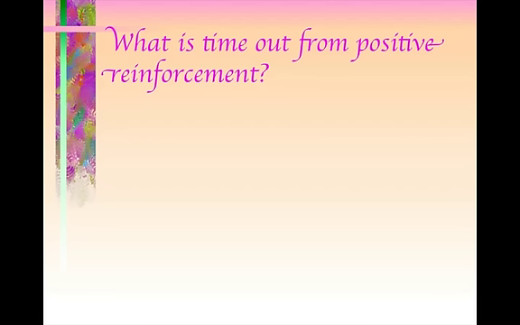Now, the issue with timeout from positive reinforcement is that sometimes we don't actually know what is positively reinforcing the undesired behaviour, or we don't have control over it. That's really the two things. We either don't know what it is, or we don't have control over it. If we don't know what it is, we should look more closely. We should observe more precisely until we find what actually is positively reinforcing the behaviour.